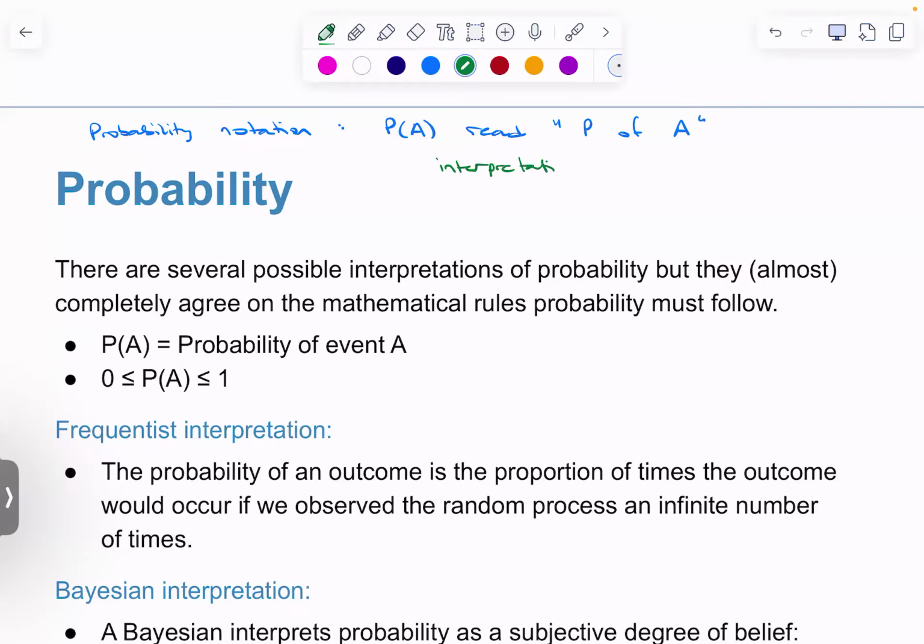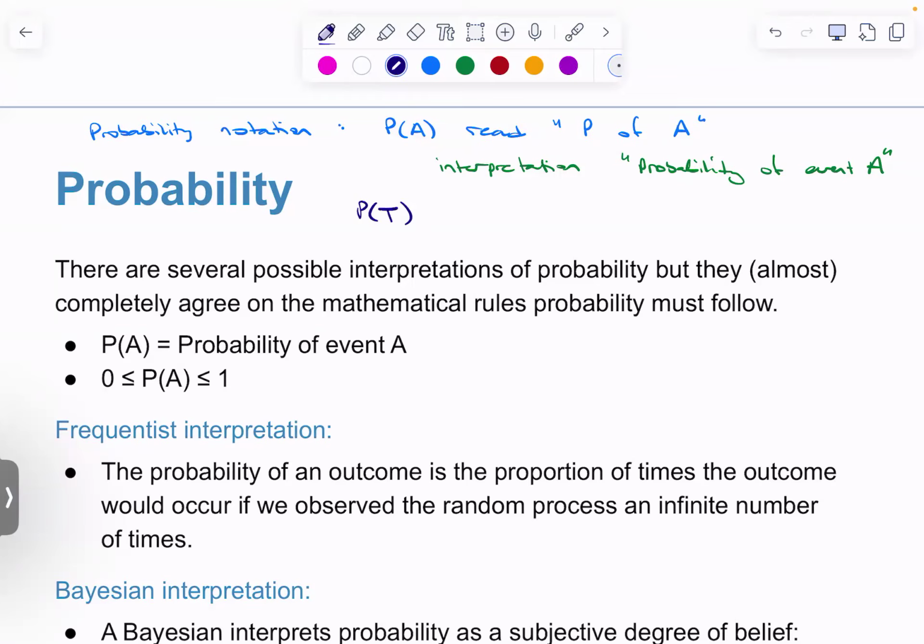Interpretation: P of A is the probability of event A. And so A is just a placeholder for any event. Typically, if the event is implied or understood, then we can write something like P of T, which implies that I've flipped a coin and I'm talking about tails.